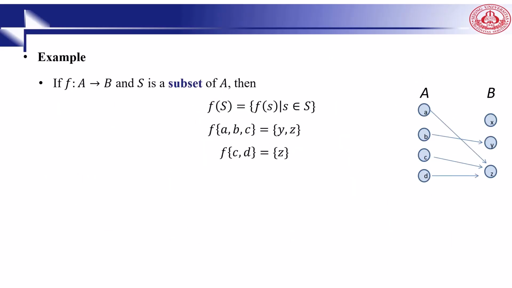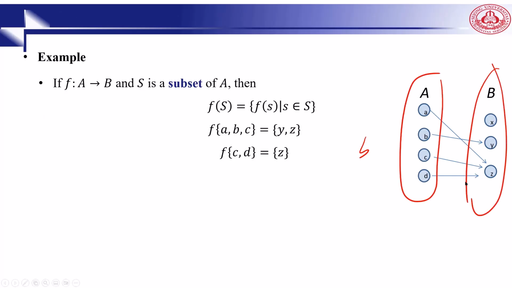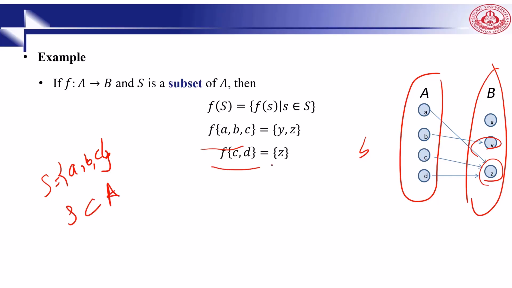Here is another example. If we have a function f which maps set A to set B, and if S is a subset of A, for example, S is B, C, D or something, then f(S) is such that for each element in S, we have A, B, C, right? A, B, C goes to Y and Z. Suppose S equals A, B, and C, and S is a subset of A. Then f of C and D gives Z, as you can see here.